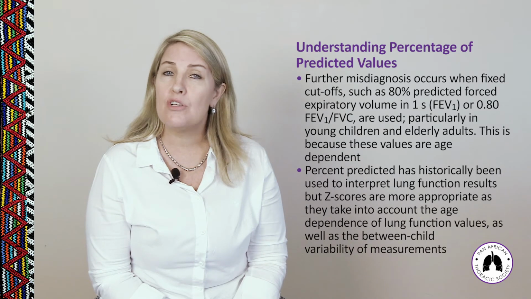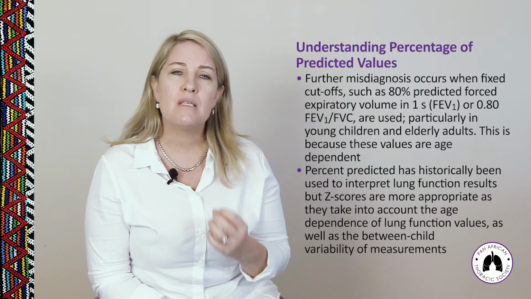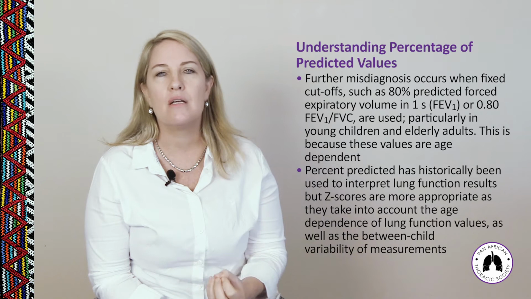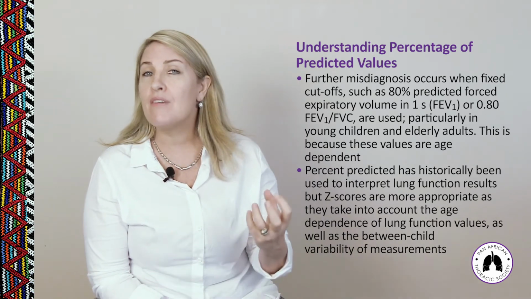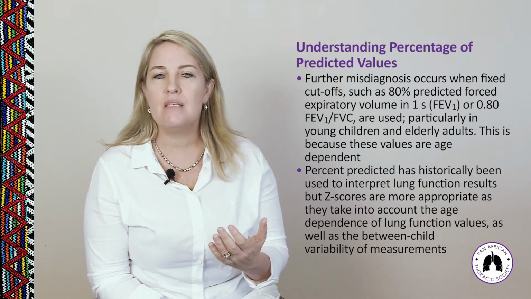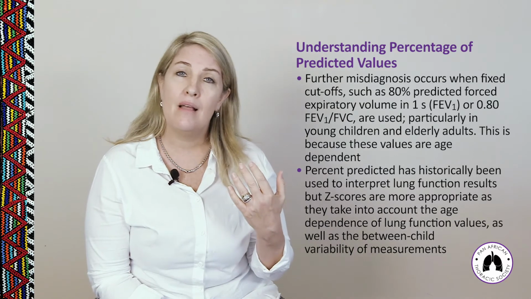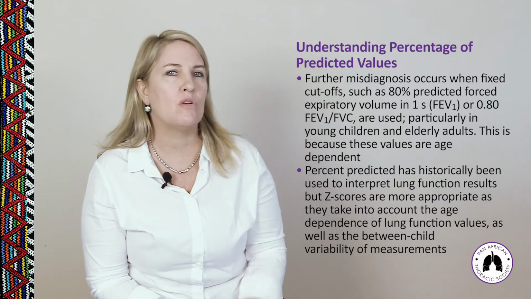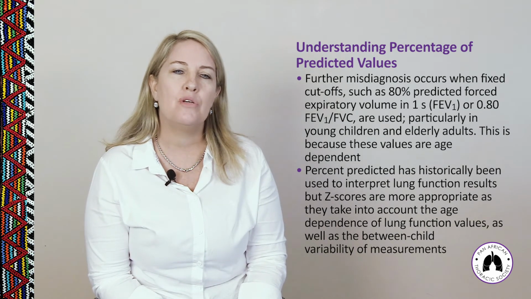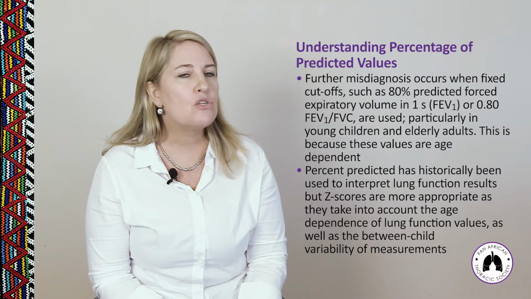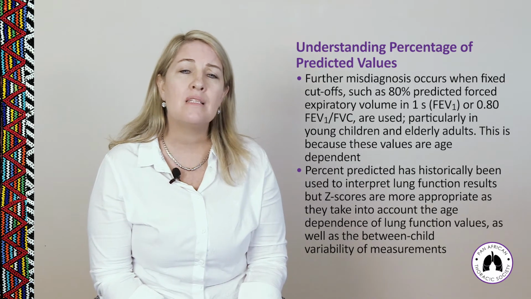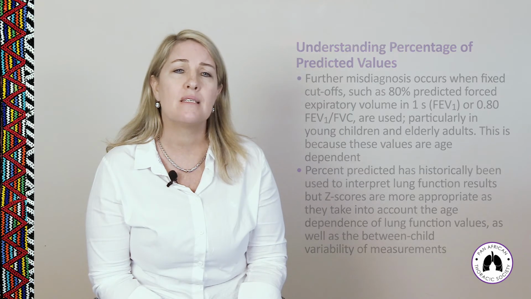Further, the problem with percentage of predicted values is that you can have a misdiagnosis when fixed cutoffs are used, such as 80% predicted for your FEV1 or a fixed ratio of FEV1 to FVC. In an adult, that would be around 70%, but in a young child, it could be 90%, in older children, about 80%. So while percentage of predicted has historically been used to interpret lung function results, Z-scores are far more appropriate because they take into account the predicted value as well as the between-child variability of measurements.